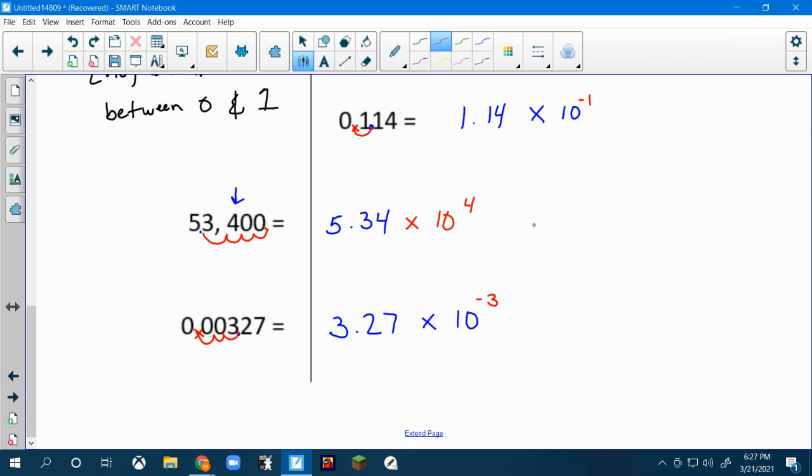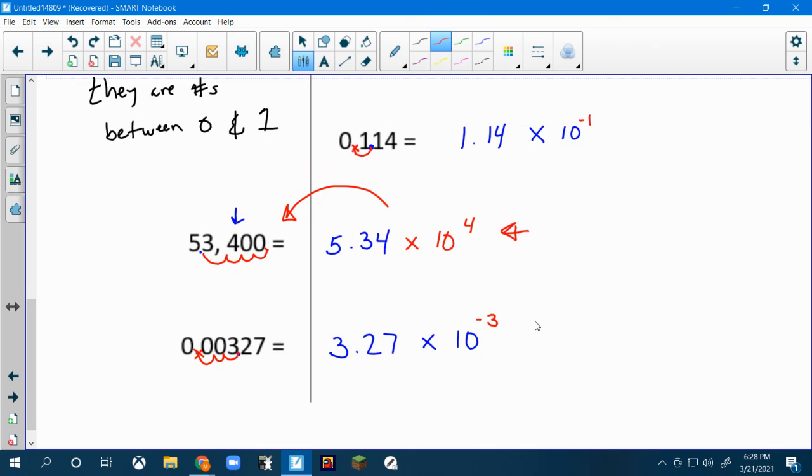If you're ever confused, type your equation into your calculator. You should get the exact same answer you started with. If you do not, you did something wrong. So make sure you do that. That is the intro to scientific notation, changing a number into scientific notation.